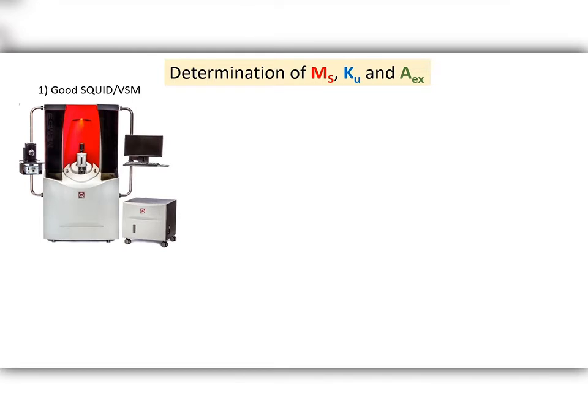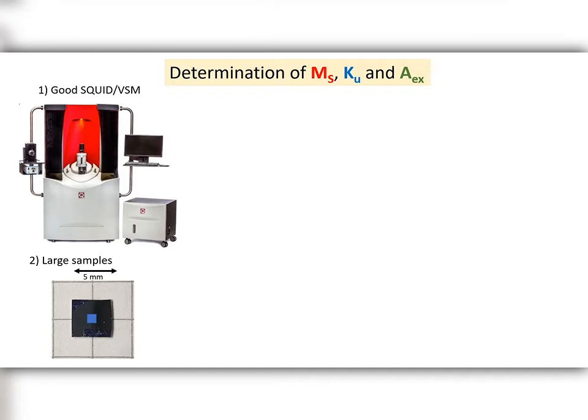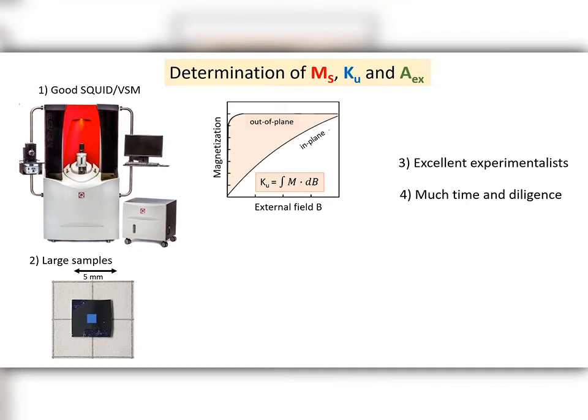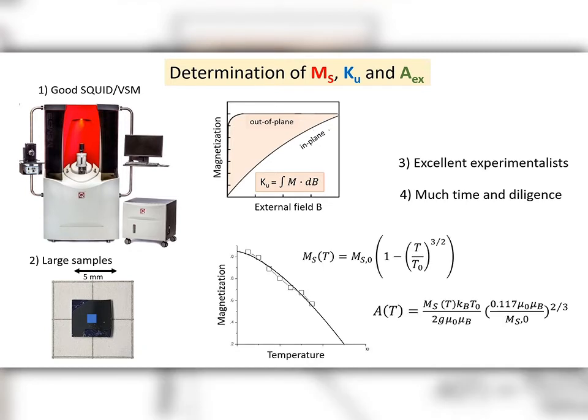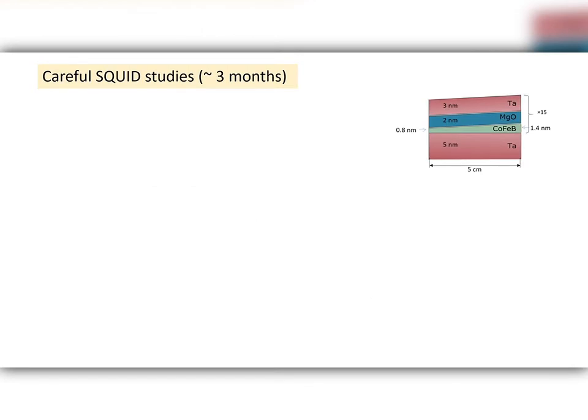What you need for this is an excellent SQUID VSM device. Then you need very large samples, otherwise you cannot measure the magnetization. Then you need excellent experimentalists who can deal with SQUID measurements with low material amounts. Therefore, you also need much time and diligence to measure the saturation magnetization, the anisotropy energy, and all as a function of temperature. After about 3 months, we have gained the following results.